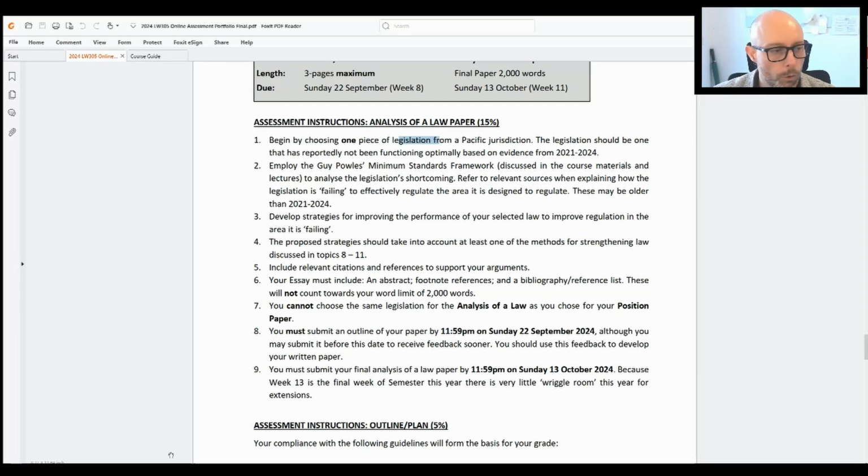And you're going to draw from the Guy Powell's minimum standards framework, which we'll talk about later in the semester, to analyze the shortcomings of that legislation. So that's going to mean you're going to look at key metrics or ask key questions about the law to help you pinpoint why or how the law is not working well. And I'll explain that in future lectures.